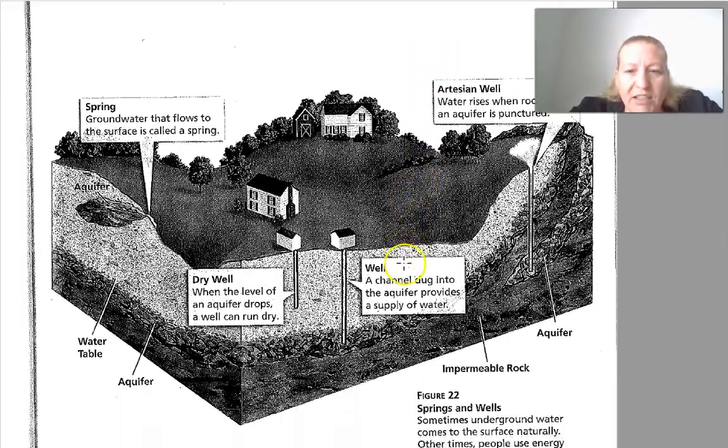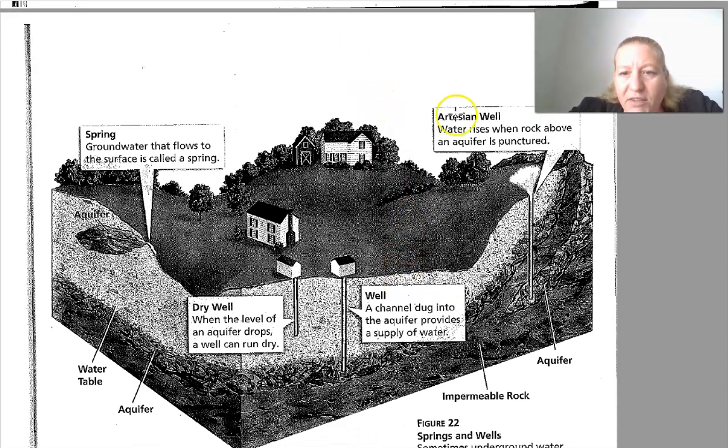Okay, so let's look at this. Artesian wells. Water rises when a rock above an aquifer is punched. So that's right there. This is the aquifer, and this is the artesian well. Okay, here's a well. A channel dug into the aquifer provides a supply of water. So again, this is the aquifer.